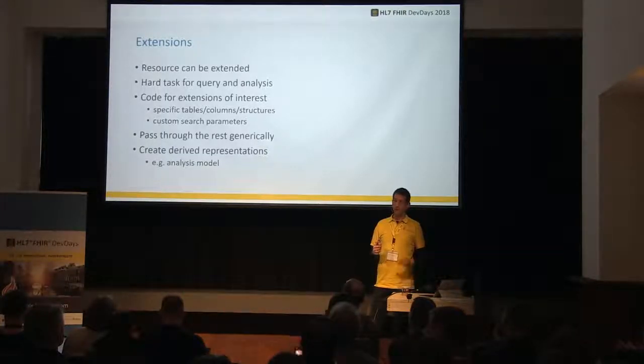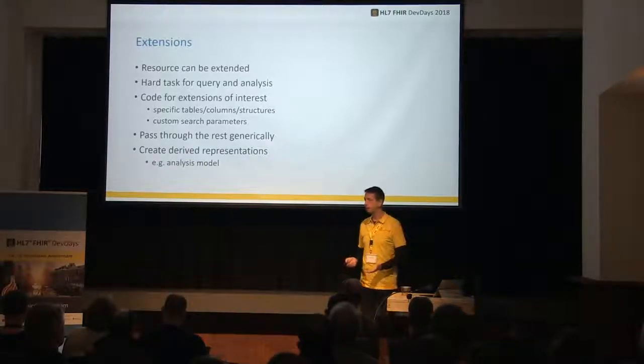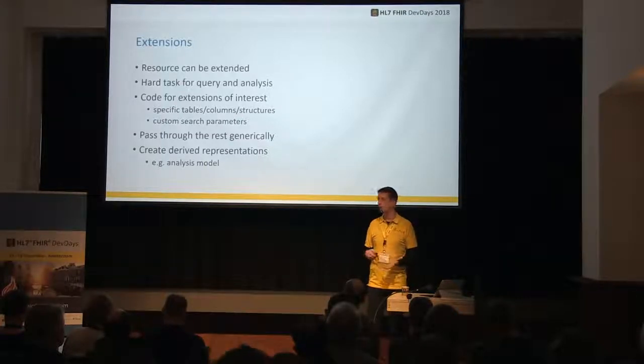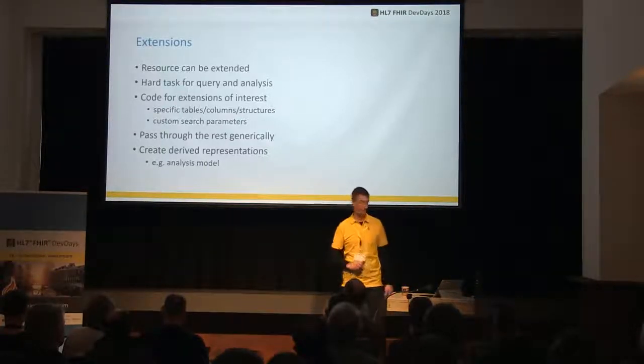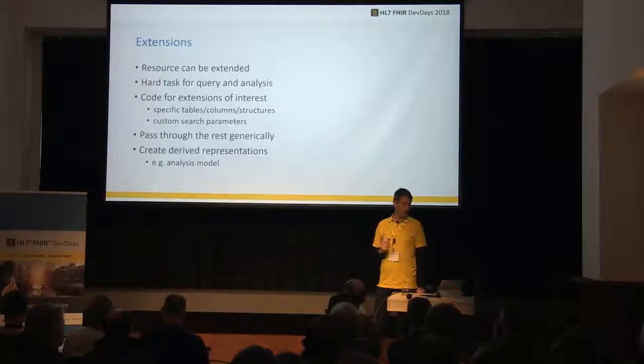So if you want to do research and analysis, you probably reduce your view to the extensions that are of your interest. If you are in the US realm, maybe race is indeed of interest, and you promote that in your SQL representation to a specific column, whereas here in Europe, you would probably not do that. You can also add custom search parameters for extensions. That's very useful, so that makes it searchable by a common name.